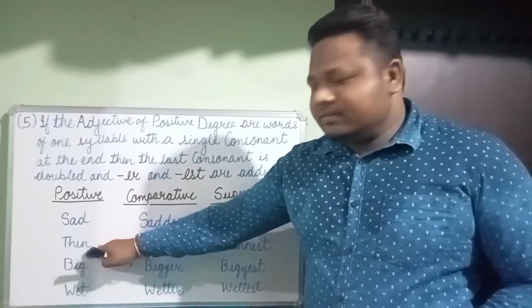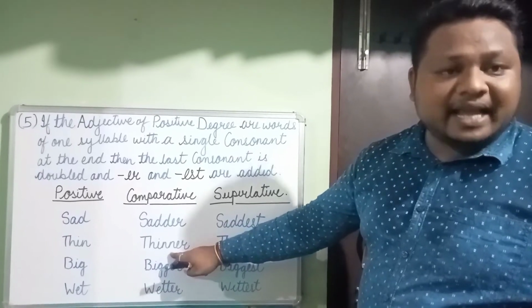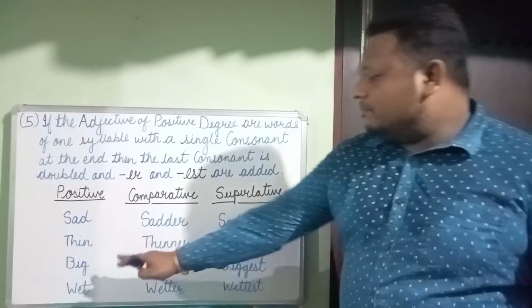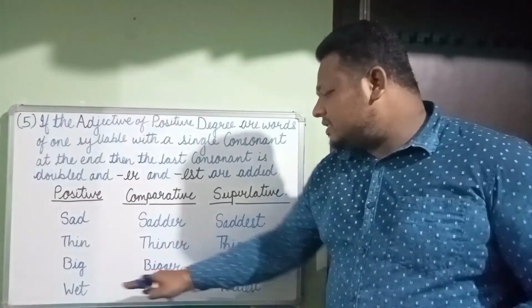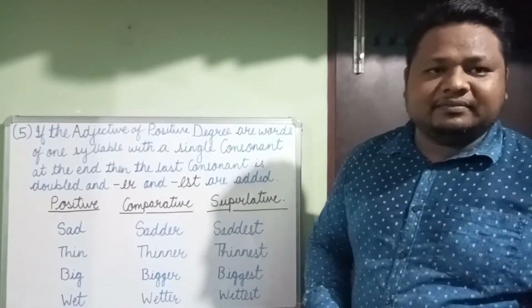Similarly, thin becomes thinner, thinnest. Big will become bigger and biggest. Wet, wetter, wettest, etc.